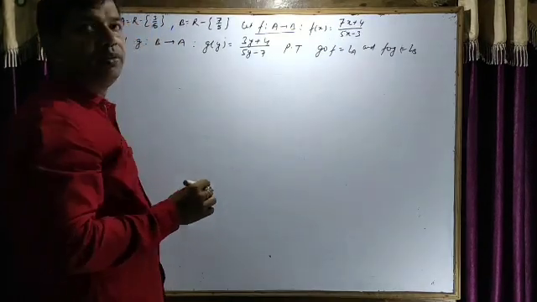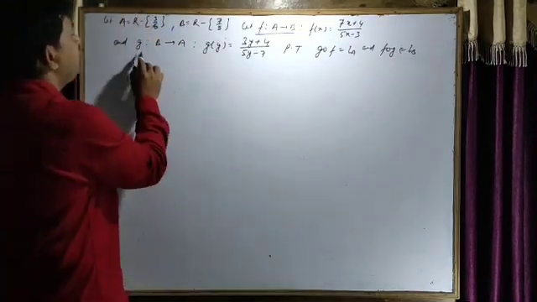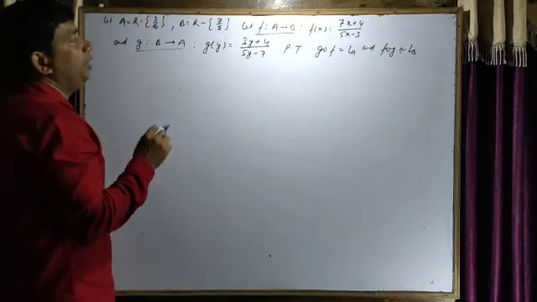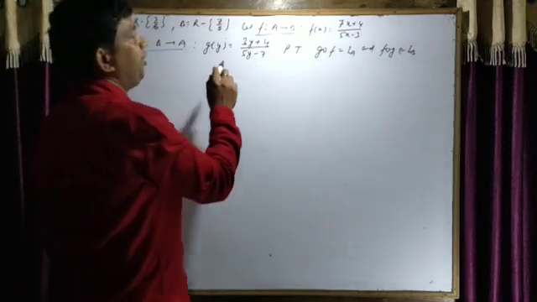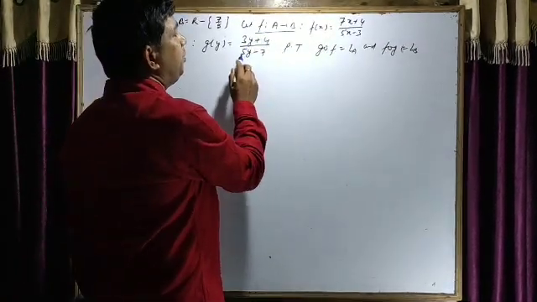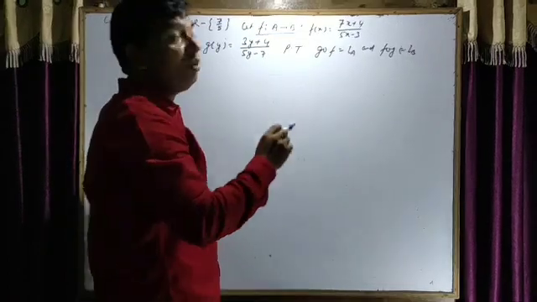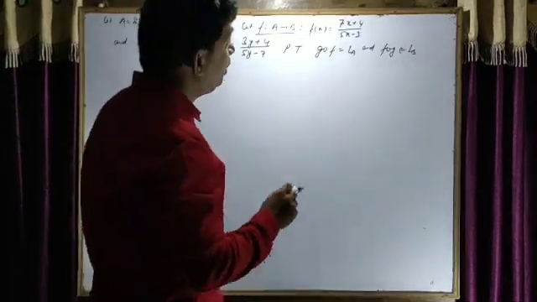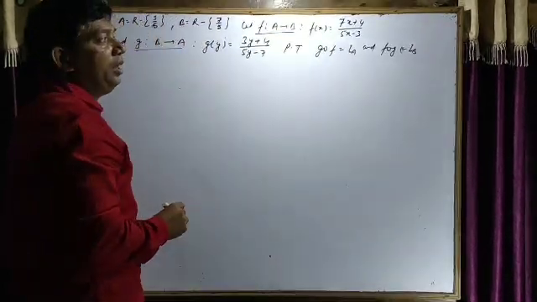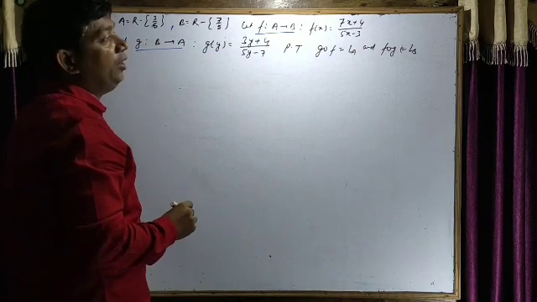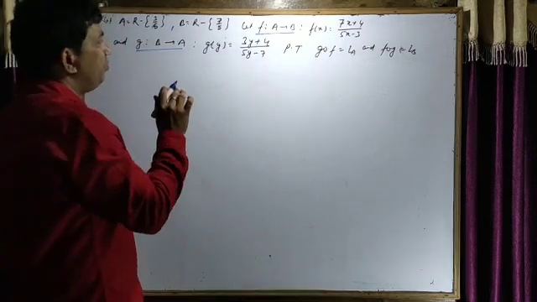And g is also a function from B to A such that g(y) = (3y + 4)/(5y - 7). Prove that gof equals I_A, the identity function, and fog is equal to I_B.